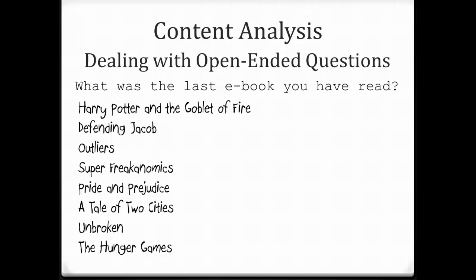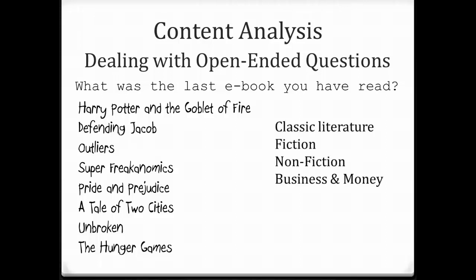But these are very hard to analyze unless you first conduct a content analysis. This involves reviewing the answers and then developing categories that encompass the themes of those responses. Looking at this list, I might develop categories such as classic literature, fiction, nonfiction, business and money, and other. My next step is to assign numbers to each of these categories. Note that for other, I used a high number of 50. That's because as I review more answers, I might come up with more categories and could easily add those in without compromising my numbering scheme.